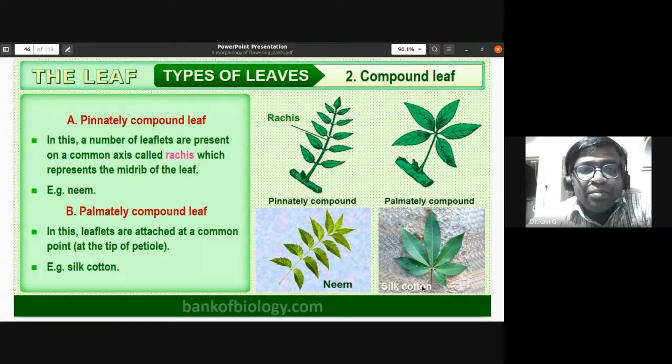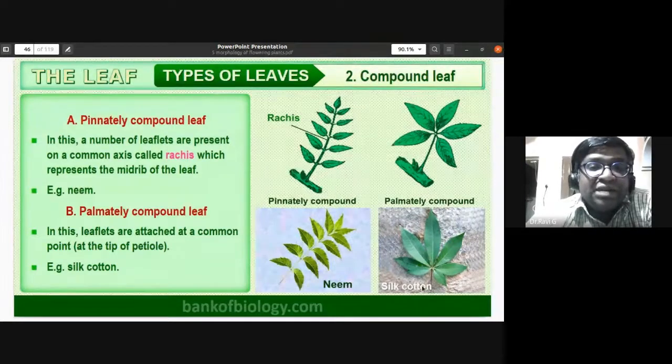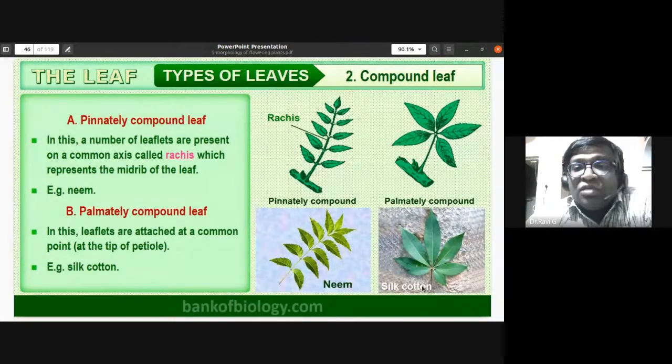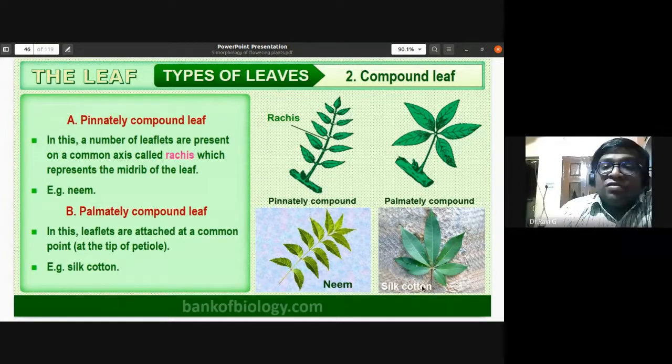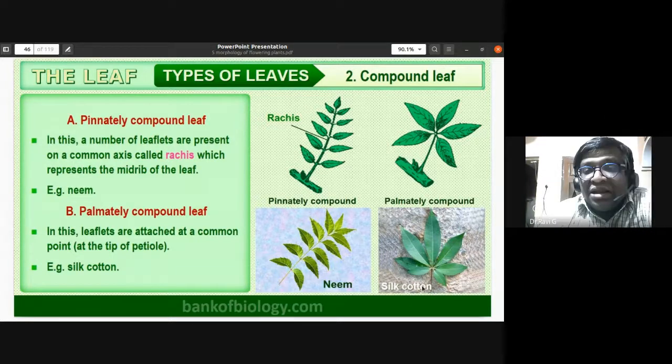So in a pinnately compound leaf, a number of leaflets are present on a common axis. In compound leaf, we don't call the axis as petiole. We instead term it as rachis. So a number of leaflets are present on a common axis called rachis, which represents the midrib of the simple leaf. In the simple leaf, it would have been the midrib of the leaf. Neem is an example for pinnately compound leaf.